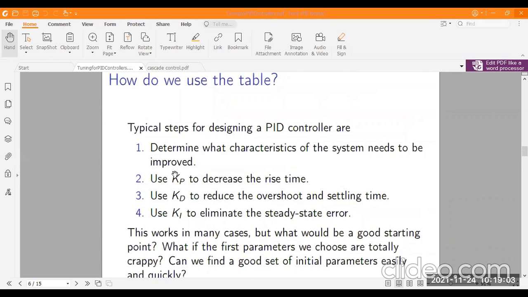Okay, so using this three controller part, we have to use in this PID controller particular operations. First, KP decreases the rise time. KD, that is the differential controller part, we use to reduce the overshoot value and also the settling time. And the integral part we use to eliminate the steady state error. So when you have to design any PID controller in our control action systems, you have to follow these four steps.